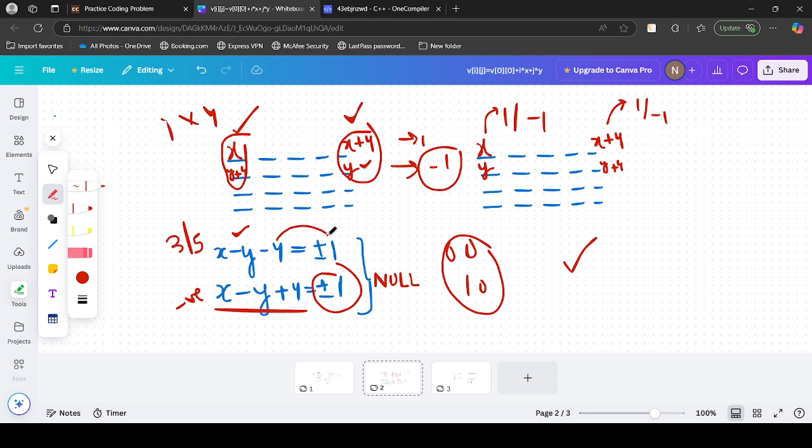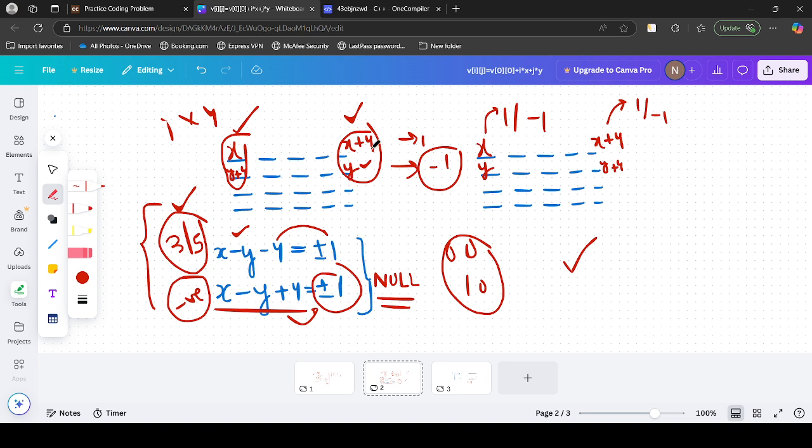So if we take 4 this side and minus 4 this side, we will get that x minus y is equal to 3 or 5 from this, and x minus y is equal to minus 3 or minus 5 from this. Surely there is no intersection of these, because this suggests that x minus y is greater than 0, and this suggests that it is less than 0. So there is no x and y which satisfies both.